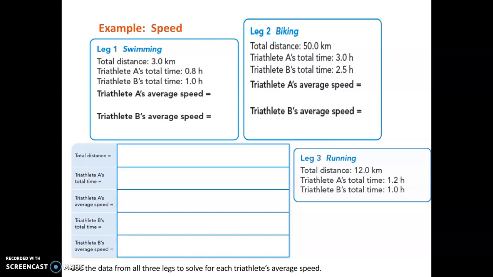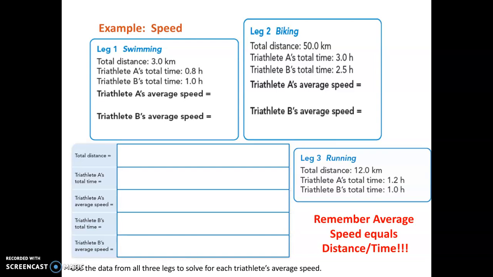Let's go ahead and go through an example. So we have a triathlon that looks like swimming, biking, and running. And we've got two people that are competing, person A and person B. And so we want to find their average speed for each part, and then we're going to answer these questions right here. So starting out with leg one and triathlete A, the total distance was 3 kilometers, and the total time was 0.8 hours.